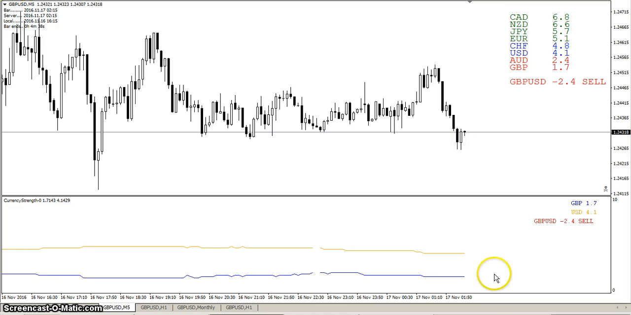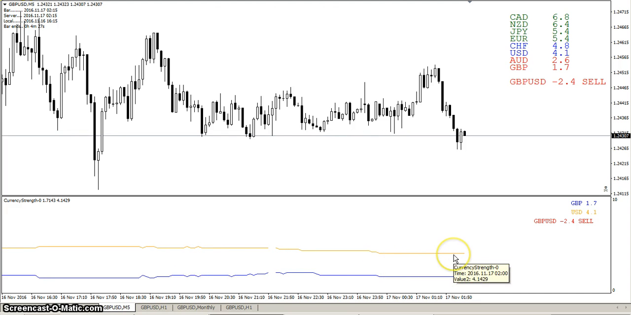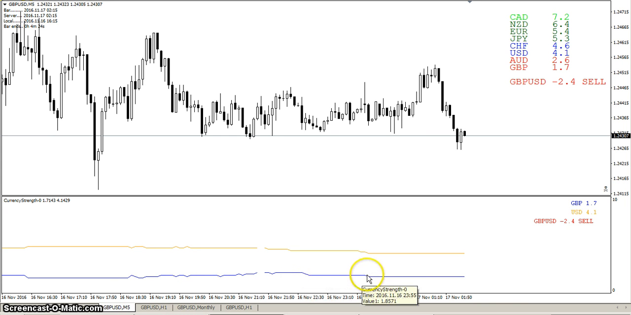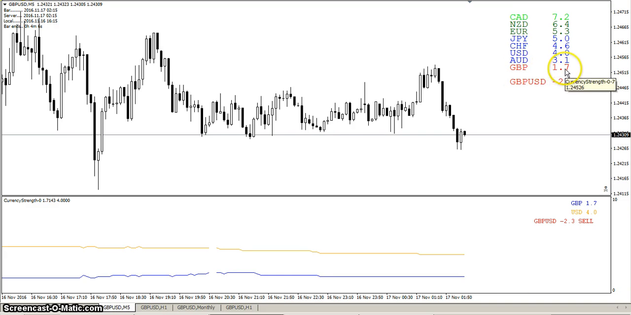So you can see prices moving up. And you can see here that the USD went down, and the pound went down a little bit too. There's another little dip on the dollar. So how do you use this to make money? Well, a couple ways. One, once again, you find out the weakest and you sell against it. You sell the weakest, you buy the stronger.